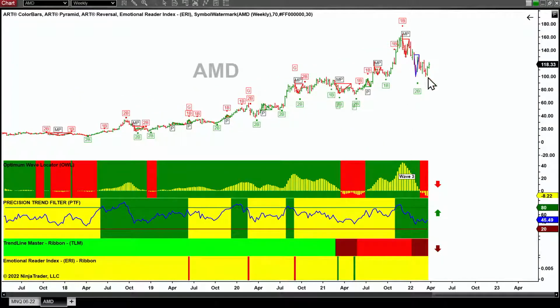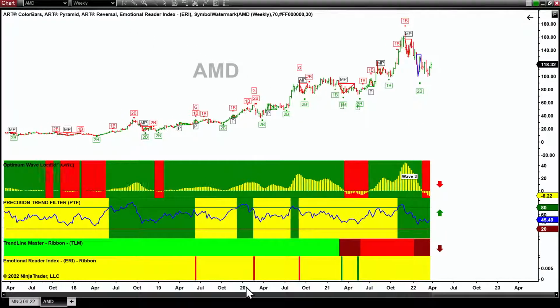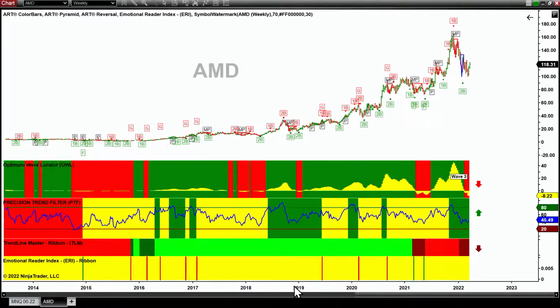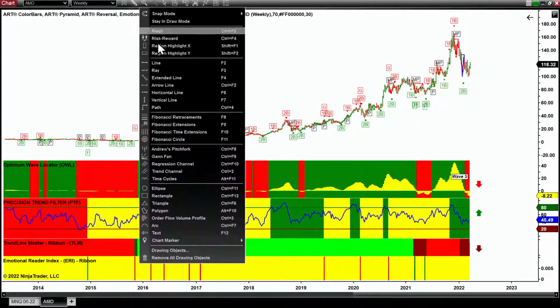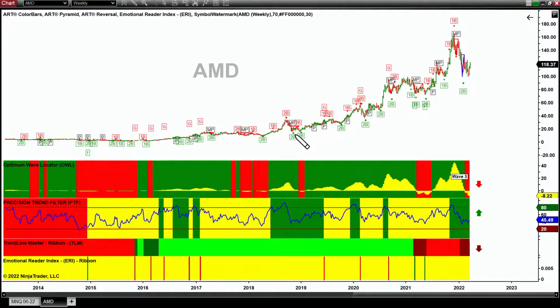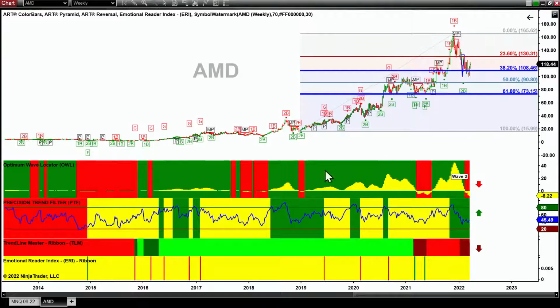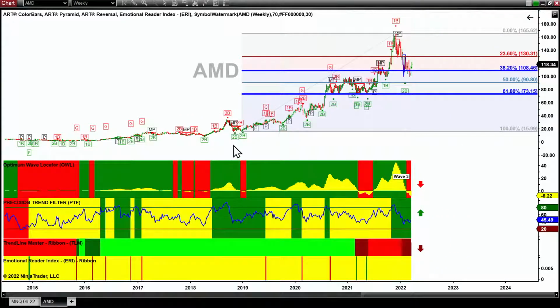Okay, so now it looks like we are going into wave 4 at this point. And then the next question is, where's the target for this wave 4? Well, let's go ahead and draw that in. So we want to go and grab some retracements. Take a look. I think I'll use this point here as wave 2. You could possibly use that point there. I don't think it's going to make that much of a difference. Let's try that, just see.